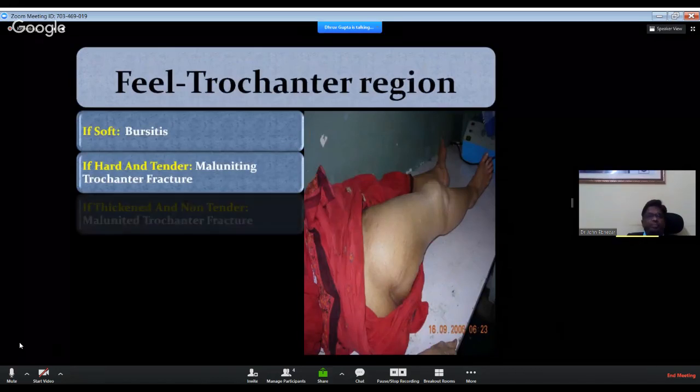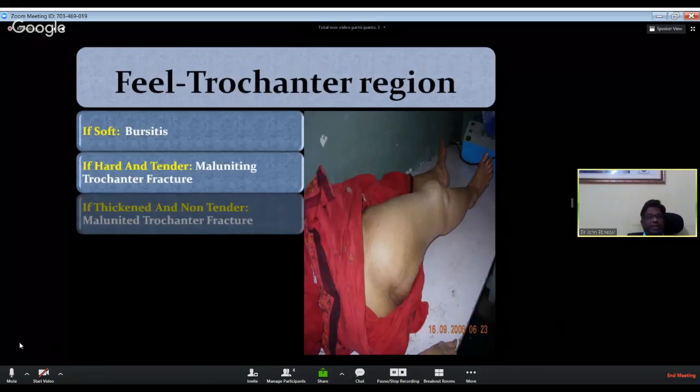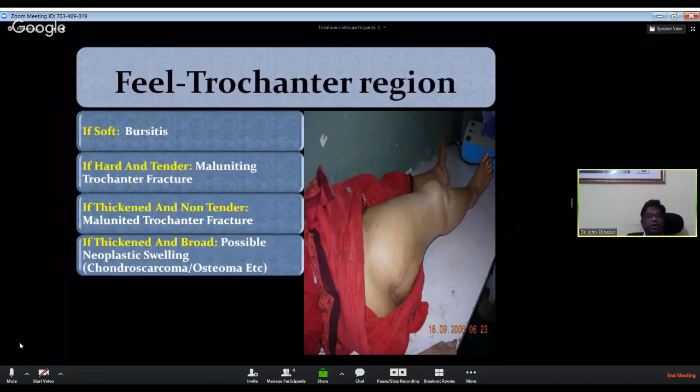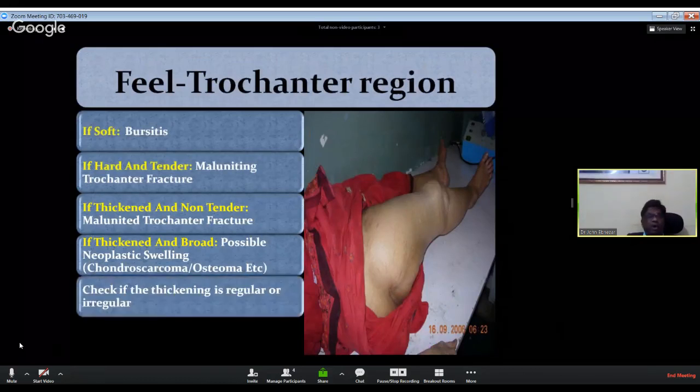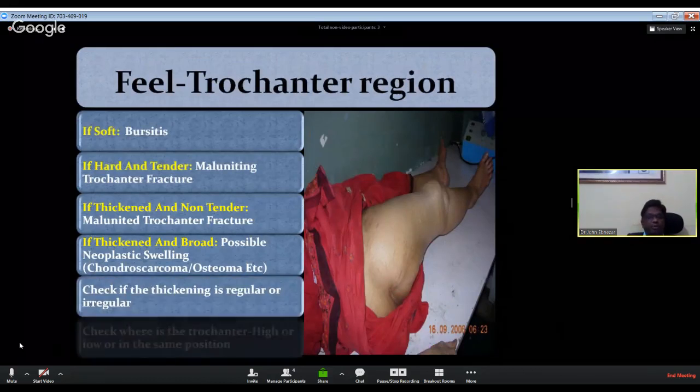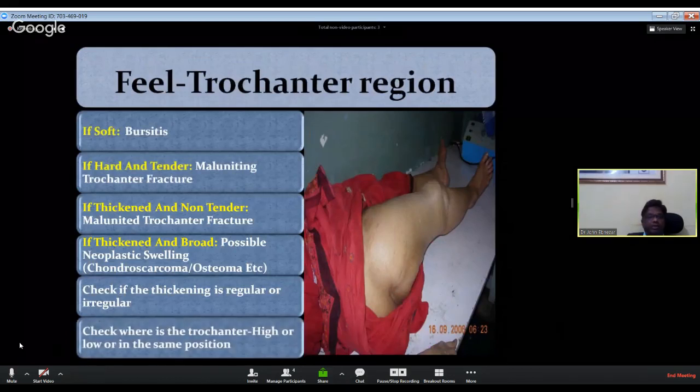Then, if it is thicker and non-tender, then it could be malunited trochanteric fractures. If thickened, consider chondrosarcomas, osteomas, etc. Check if the thickening is regular or irregular. That is also very important. Check where the trochanter is, high or low or in the same position. So these are the things you should look for in the trochanteric region by way of palpation.